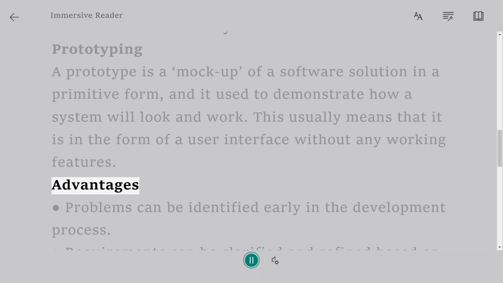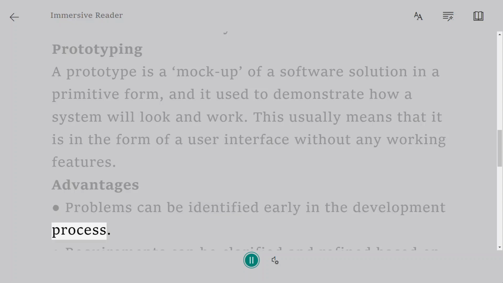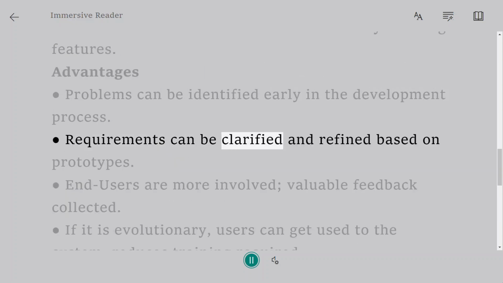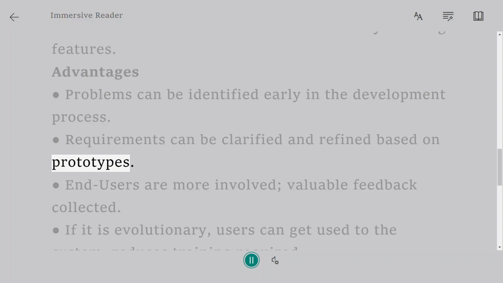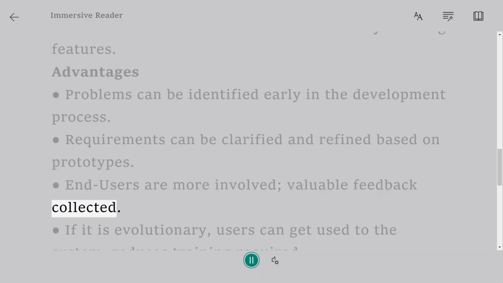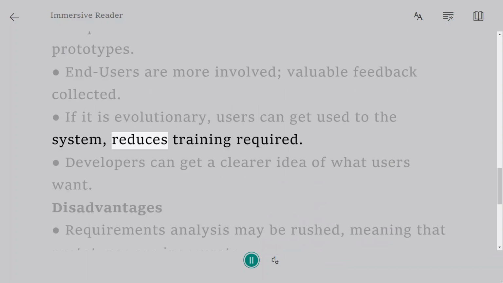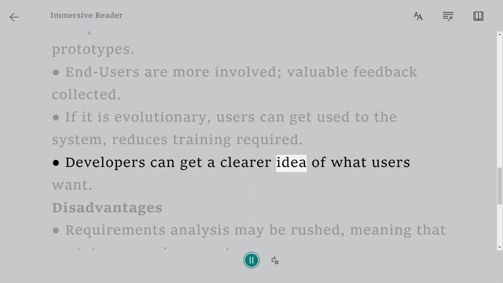Advantages. Problems can be identified early in the development process. Requirements can be clarified and refined based on prototypes. End users are more involved, and valuable feedback is collected. If it is evolutionary, users can get used to the system, which reduces the training required. Developers can get a clearer idea of what users want.